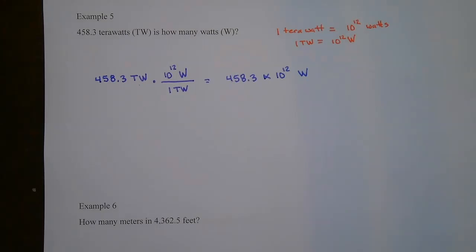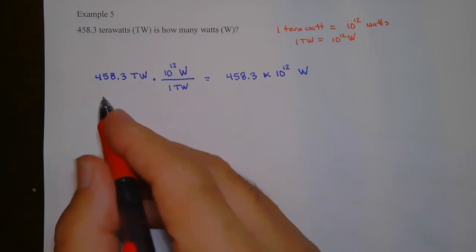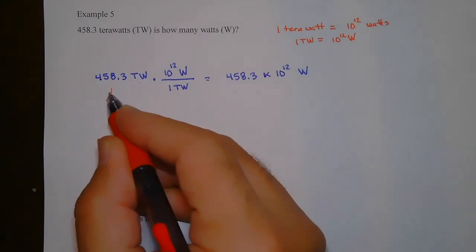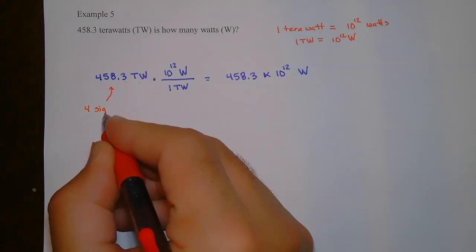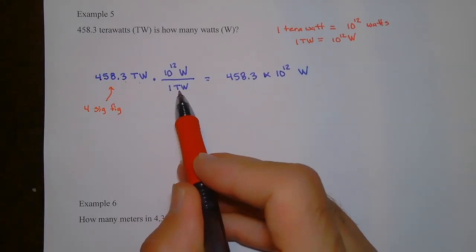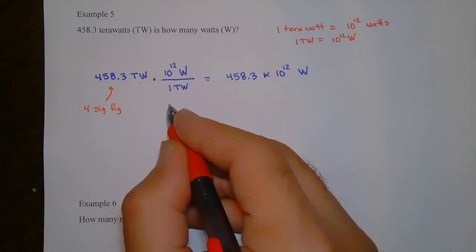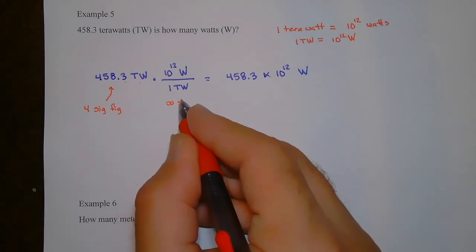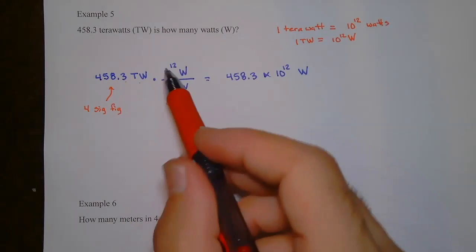Now, if you multiply this out, it would give you the right answer. There's a problem with this though. It's not in scientific notation. Plus, here's the other thing. We're multiplying, and this has four significant figures. This is what I talked about yesterday. 1 terawatt is exactly 10 to the 12th watts, so this division right here has infinite sig figs. We always look for the least, so we can actually even ignore that.